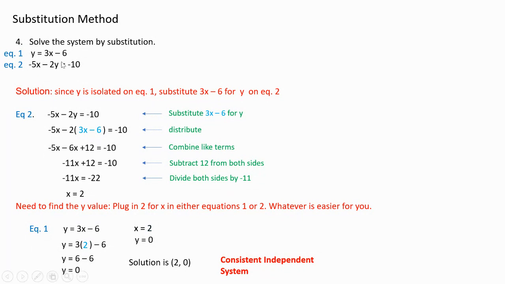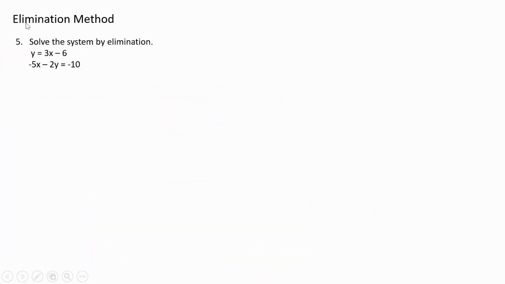Okay. Now let's do it by the addition method. The addition method or elimination method, it means the same thing. There are some authors in different books that use the addition method. In this book, they call it the elimination method. Now, for the elimination method, both equations have to be in a specific form. Again, it's called equation 1 and equation 2.